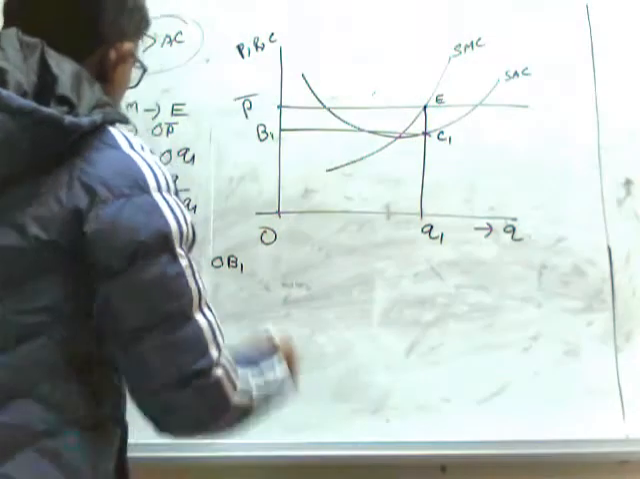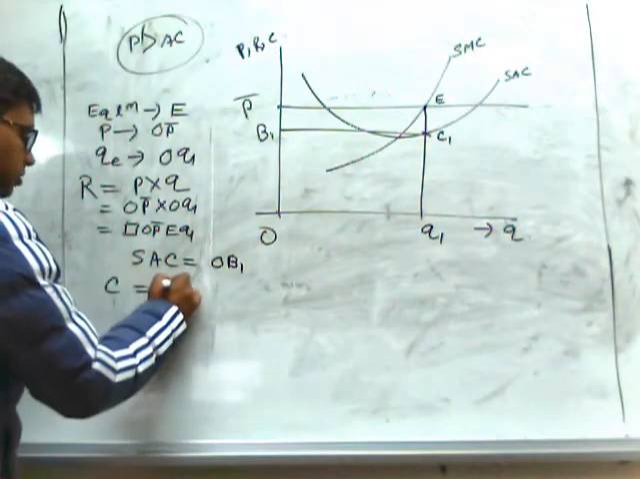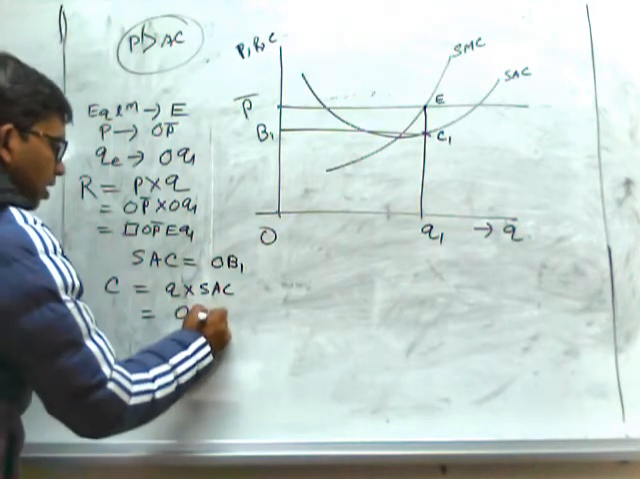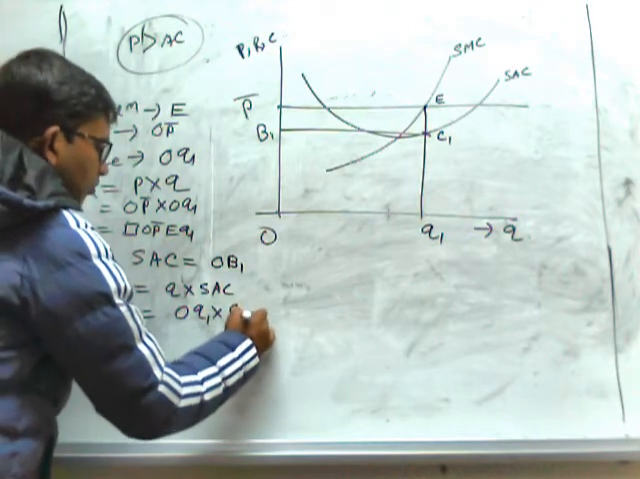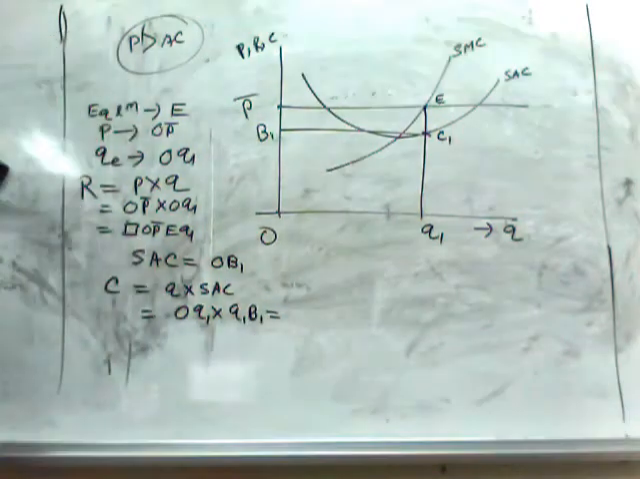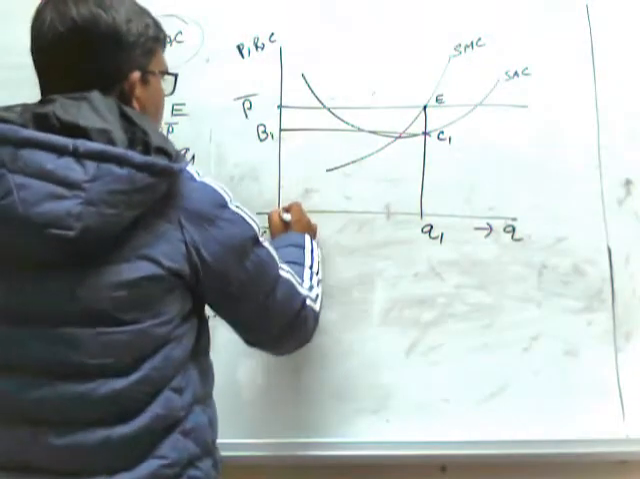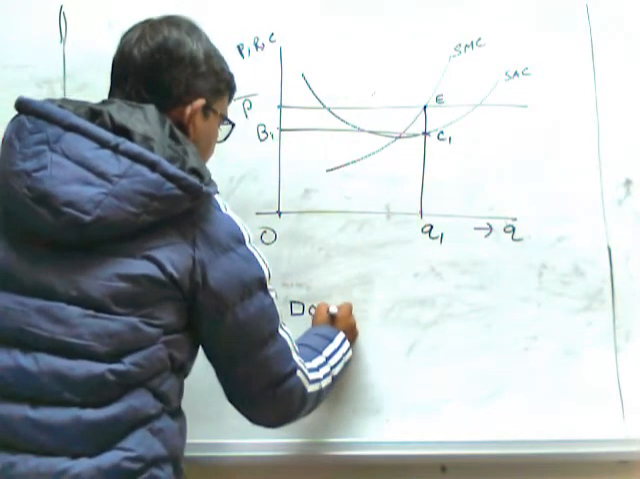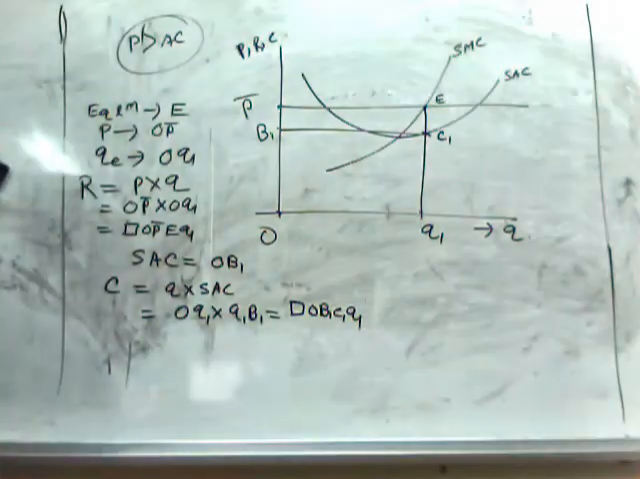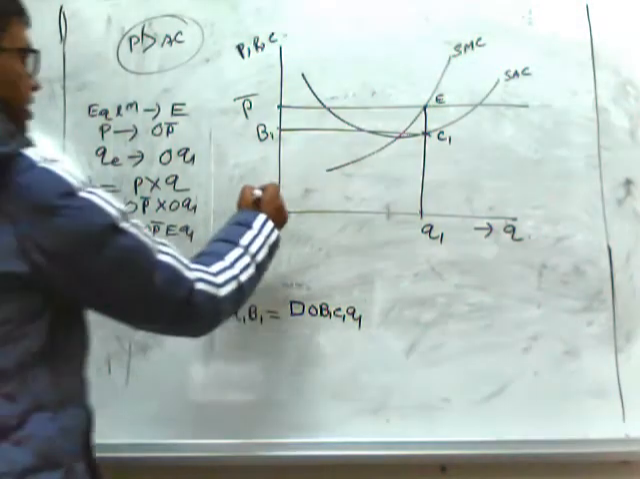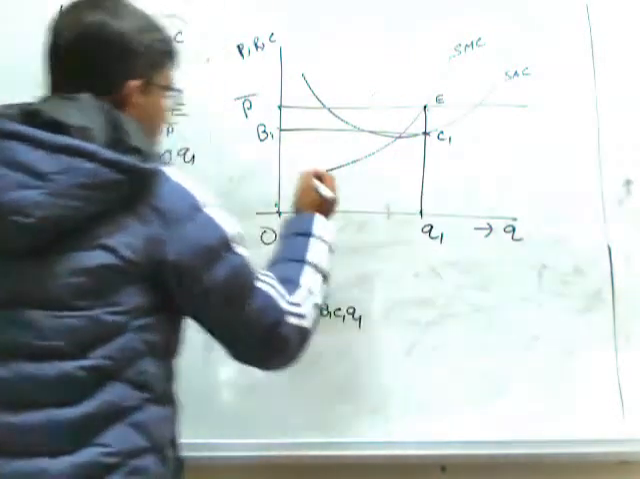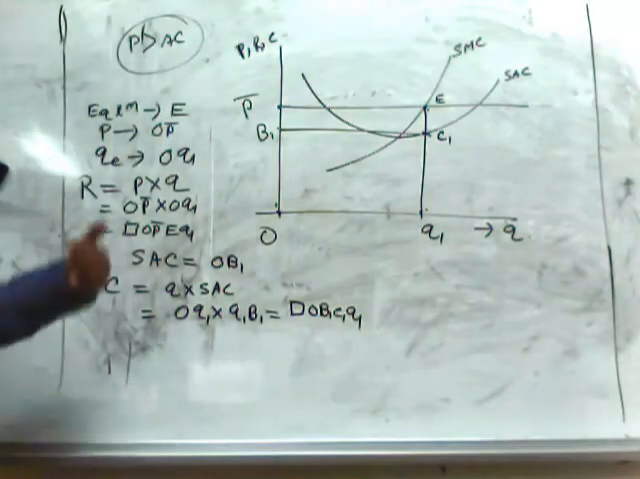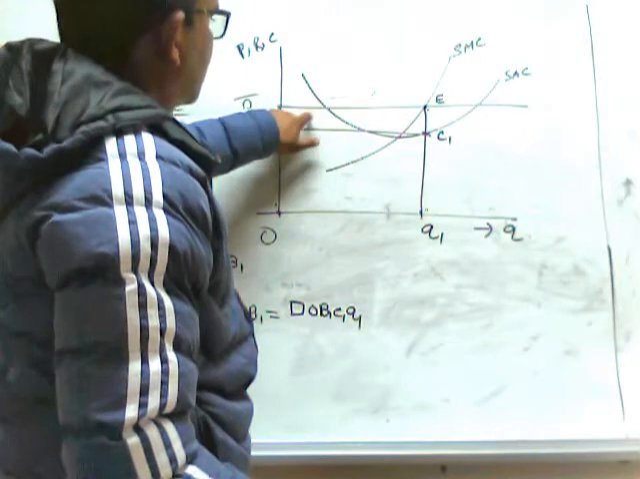So now what will be the total cost? Total cost will be output multiplied by short run average cost. So OQ1 multiplied by Q1C1. It will be represented by the area of the rectangle OB1C1Q1. So what do we find here? The revenue is the area of the rectangle OP bar EQ1. The total cost is OB1C1Q1. So what is the difference between revenue and cost? The difference is the area of this rectangle.